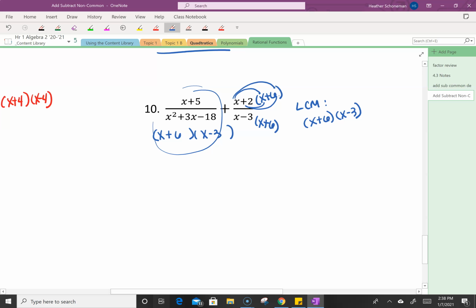Next class, we're going to do more of this adding and subtracting. We're not going to stop. We're going to keep working on it next time.